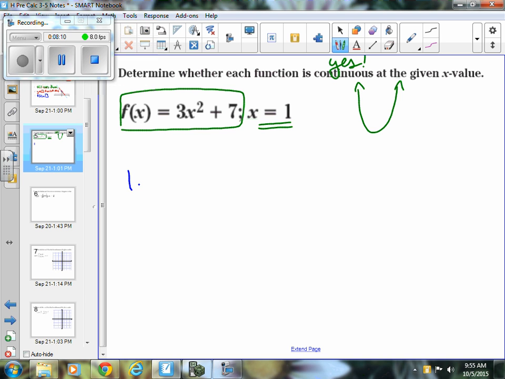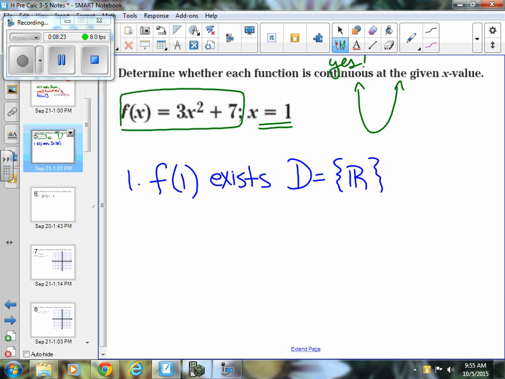Okay, so step number 1, is f of 1 defined? Does it exist? Well, it sure does, because the domain of your function, if it's a parabola, is all real numbers. You can write it with the R, you can write it with interval notation as well, which will be used again in part 2. So it definitely exists because it's in the domain of the function, because the domain of a parabola is all real numbers.